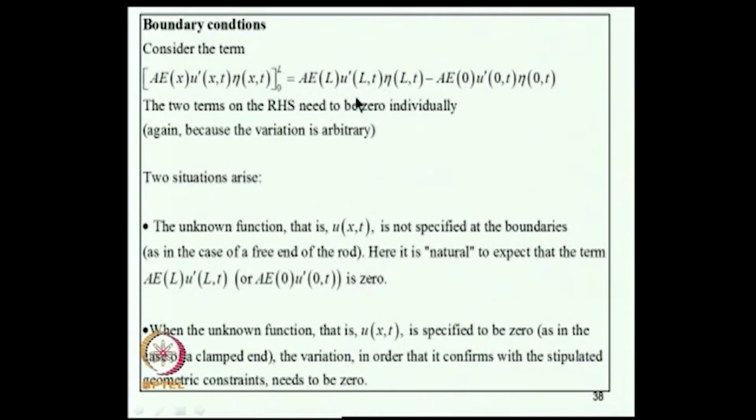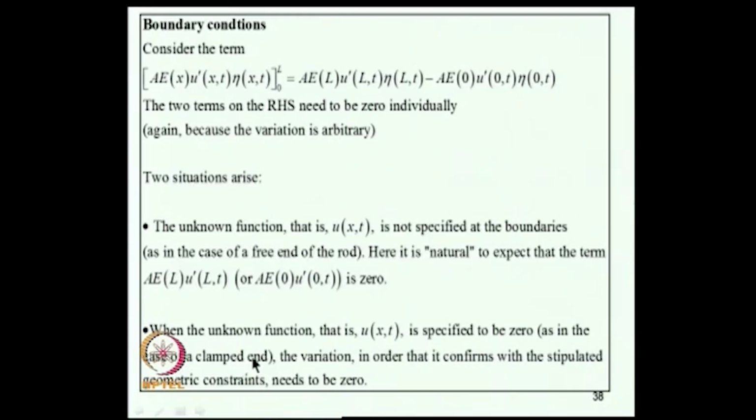So, this condition is known as natural boundary condition. That is, the unknown function u of x comma t is not specified at the boundaries, as in the case of a free end of a rod. It is natural to expect that this multiplier term is 0.